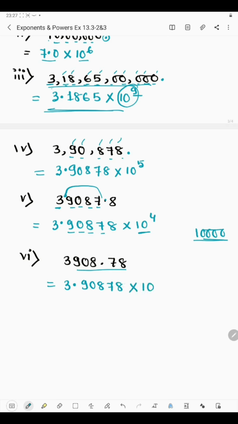Now we'll check after how many places the point has been shifted. It's 1 2 3, so the point has been shifted over here, so that means the power of 10 will be 3. So when we multiply this number by 10 to the power 3, the point will be shifted to the right after 3 places. It will be here. So that means we will get the previous number. So this way we will have to write in standard form.